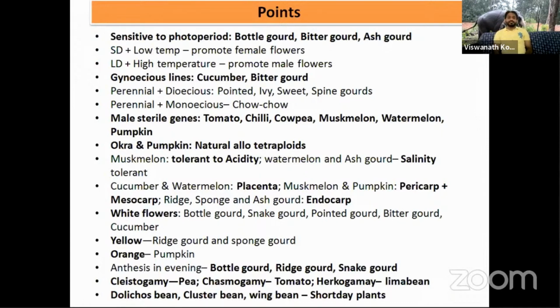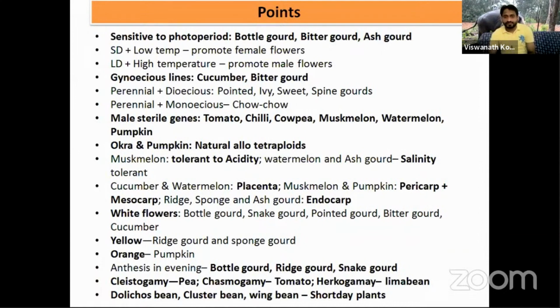And dolichos bean, cluster bean, ring bean are short day plants. Runner bean, Phaseolus coccineus is a long day plant. So you make notes like this. Write down all similar type of crops, all similar type of characters in one place, so that you can easily revise it before the exam. That will be useful for you. Just a few days before the exam, it will be useful for you.